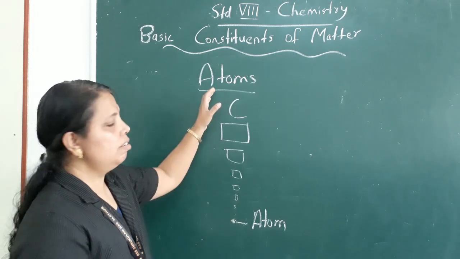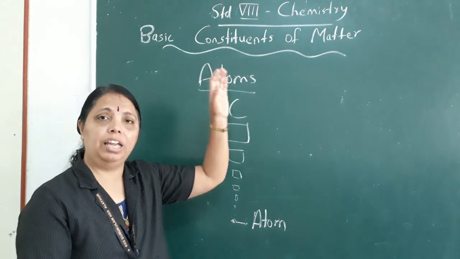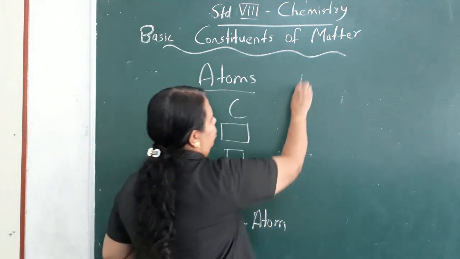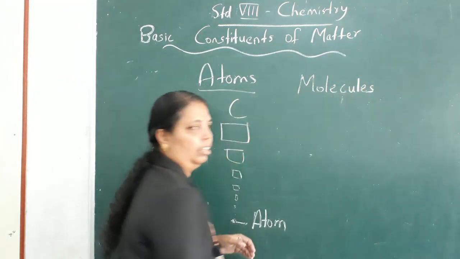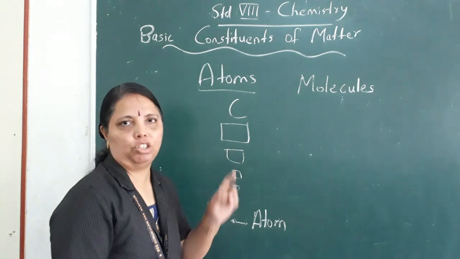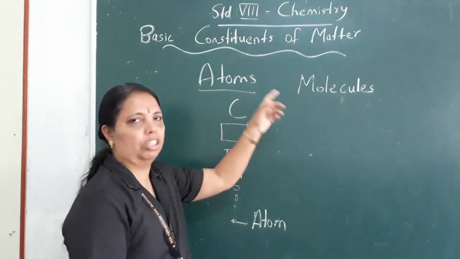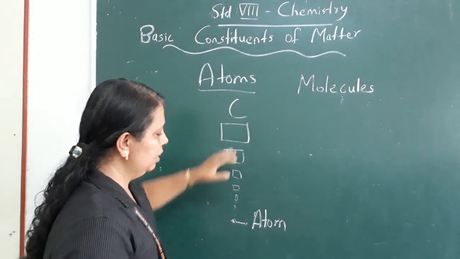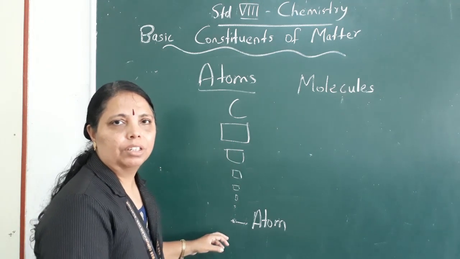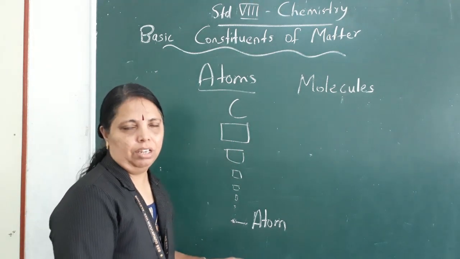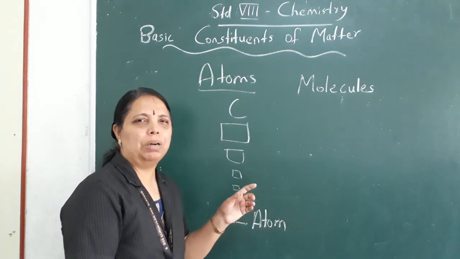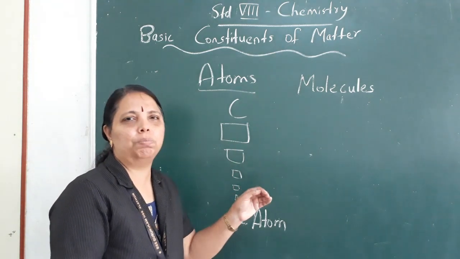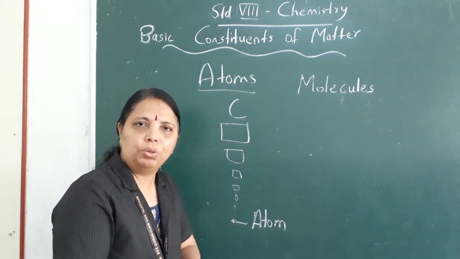Okay, this is atom. Now I go on to the next word, that is molecules. You have to be very, very attentive and get what atoms are and what molecules are. So the smallest particle of an element is the atom. Now what are molecules? Now I taught you about compounds, right? Compounds are formed by the combination of two elements.